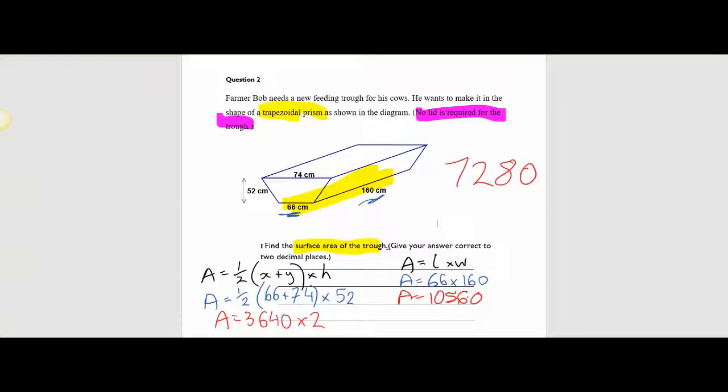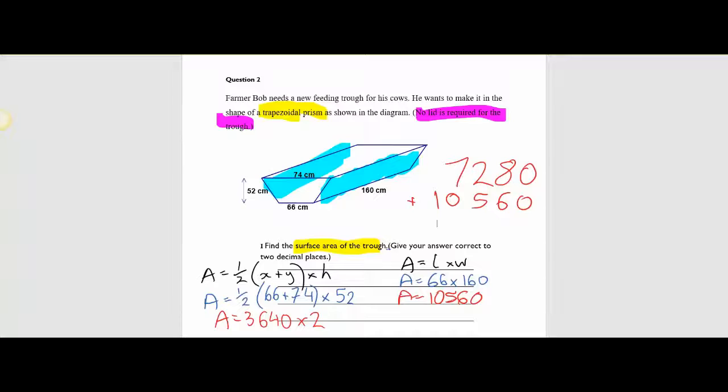10,560. Are there two of them? No. So we are going to add that up here. 10,560. The last part that we need to work out is the two side rectangles. So there and that other one as well, if you can imagine it in a 3D shape, if you're out on a farm or Farmer Bob's farm.